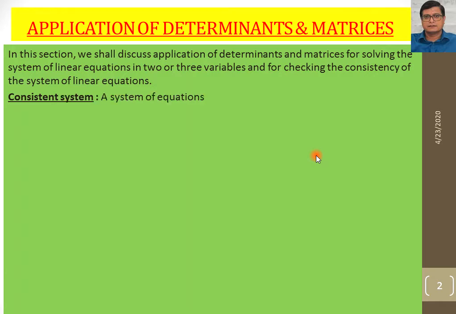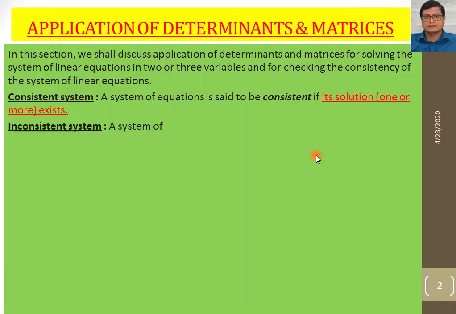What is the meaning of consistency or inconsistency? A system of equations is said to be consistent if its solution, either one or more, exists. If the solution of the system of equations exists, whether it has a unique solution or infinitely many solutions, such a system is known as a consistent system. Inconsistent system: a system of equations is said to be inconsistent if its solution does not exist. Such a system of equations is known as inconsistent.